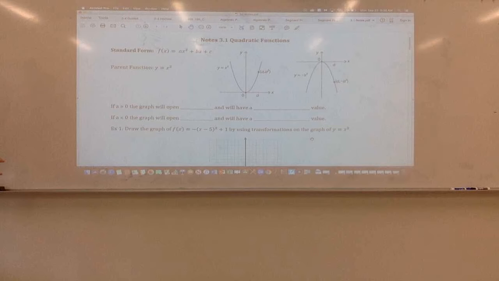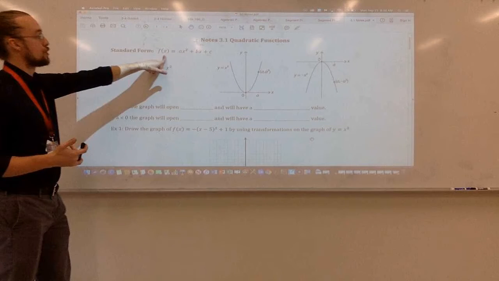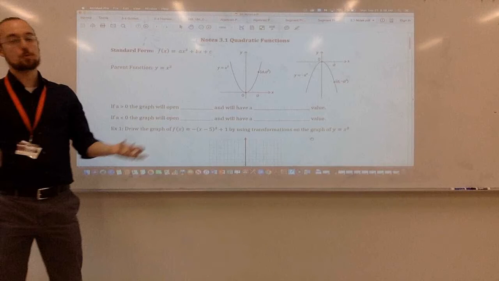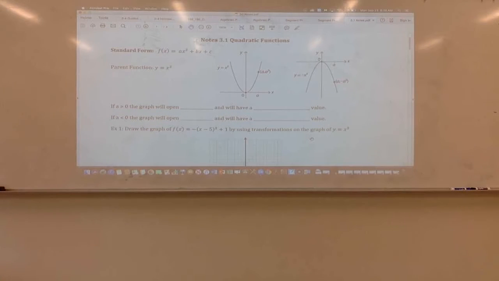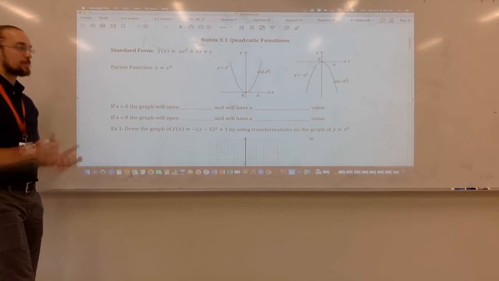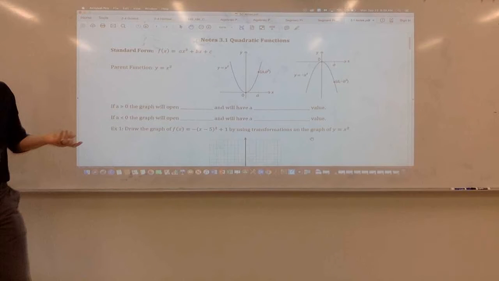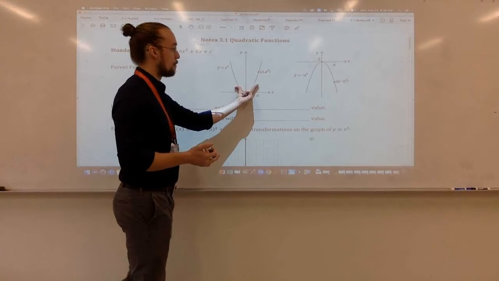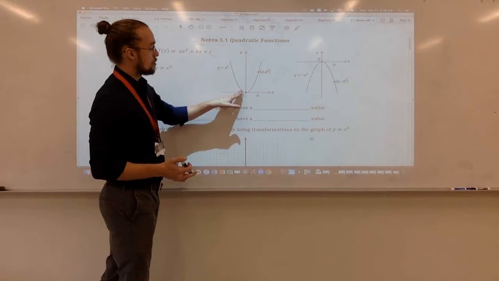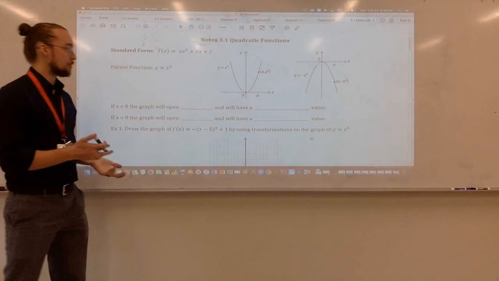All right, quadratic functions. Our standard form is ax squared plus bx plus c. This is the most common way that we see a quadratic presented to us. The parent function of that is just x squared, so it's a parabola. We know what a parabola looks like. This is a positive parabola, y equals x squared.